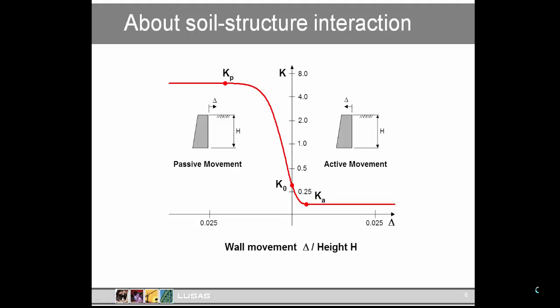Now, of course, in real life, it's more complex. As the structure moves away from the soil, the earth pressures reduce from the at-rest pressure towards the limiting active pressure, Ka. On the other hand, when the structure moves into the soil, earth pressures increase towards the passive limit, Kp. But the actual earth pressure may be some intermediate value, depending on the strain in the soil, depending essentially how much the wall has moved.